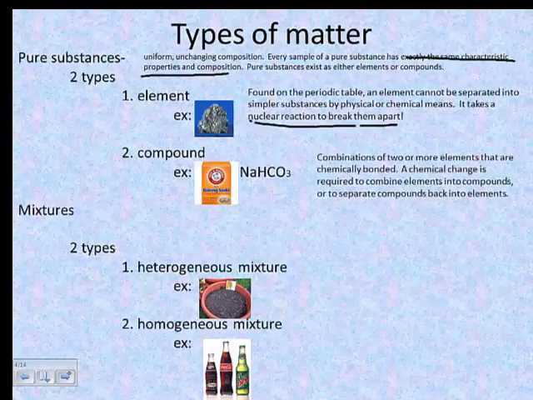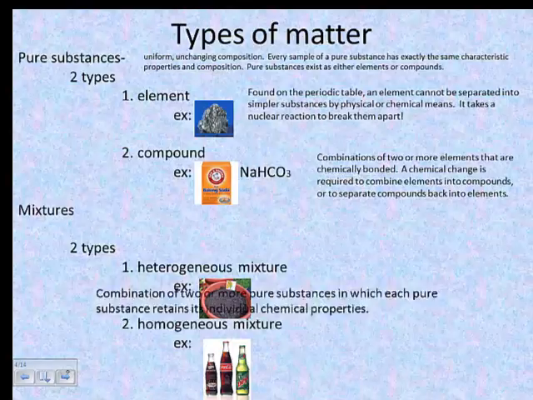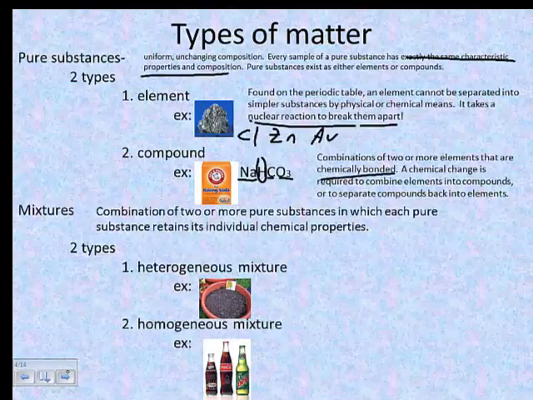Compounds, on the other hand, you see the baking soda down there. They are combinations of 2 or more elements that are chemically bonded. So you see here we have a sodium, we have a hydrogen, a carbon, and 3 oxygens. That's obviously a compound because it's got more than one thing. An element would be chlorine, zinc, gold, something like that on the periodic table. Now mixtures. Mixtures are combinations of 2 or more pure substances. And then here's the key word. Each pure substance retains its individual chemical properties within a mixture. We'll talk more about that when it comes to solutions. But you have your 2 different types. We already talked about this.